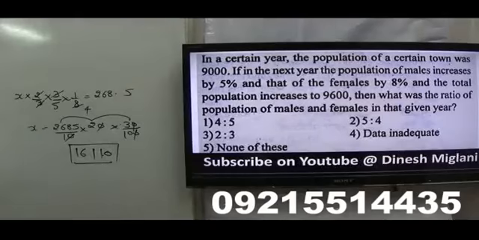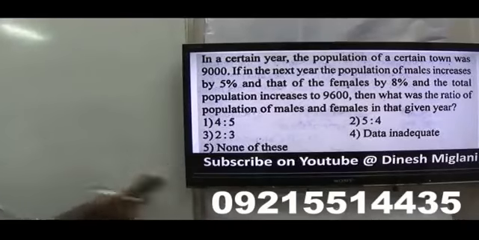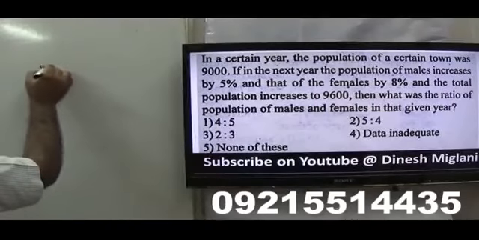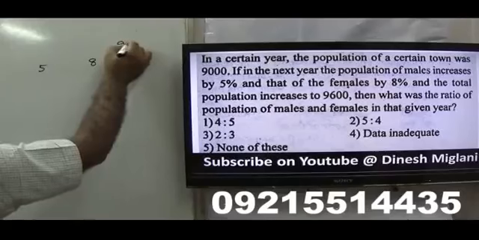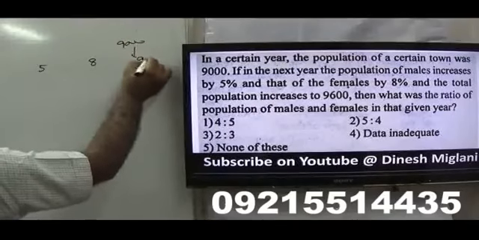Take the next problem here. In a certain year, the population of a city was 9,000. If in the next year population of male increases by 5% and female by 8%, total population is equal to 9600, right? So what do we try? We try to apply alligation mixture here. That is more simple here. Let us say 5% males, female 8%, right? Total 9000, that is 9600.